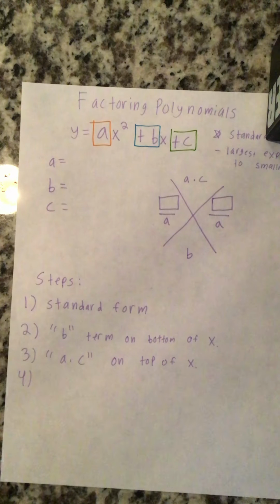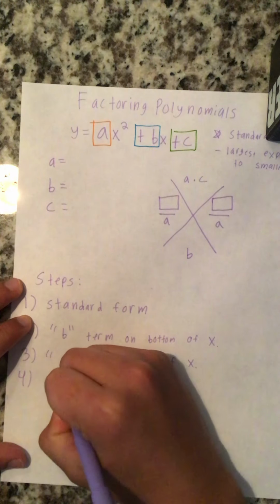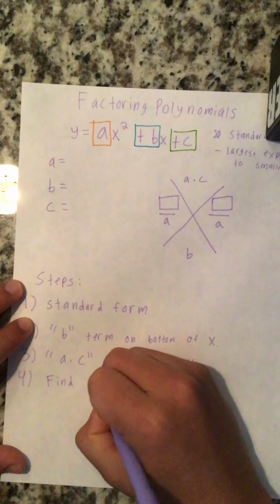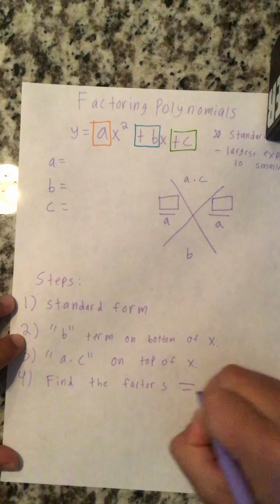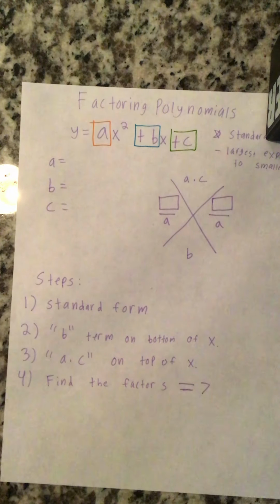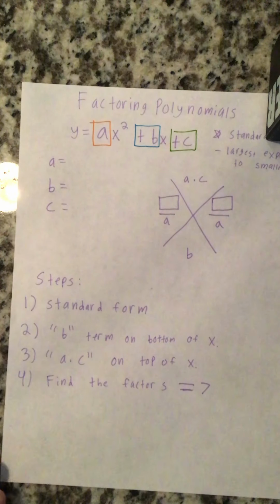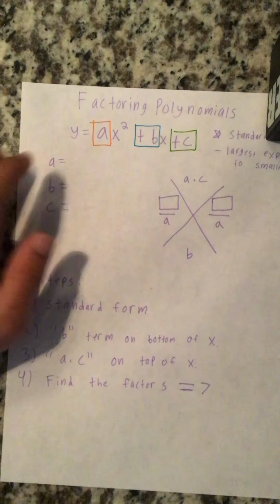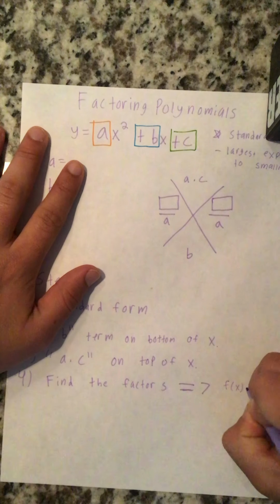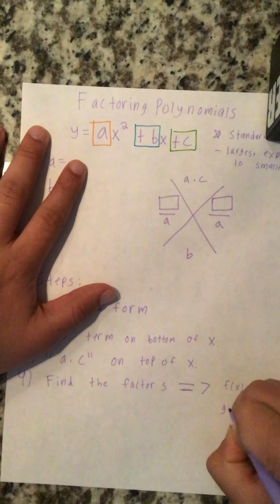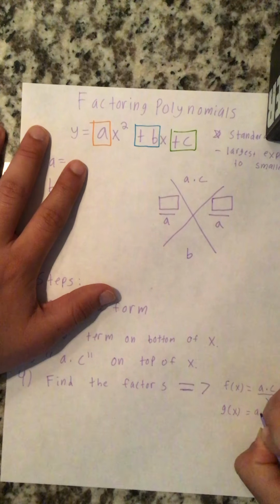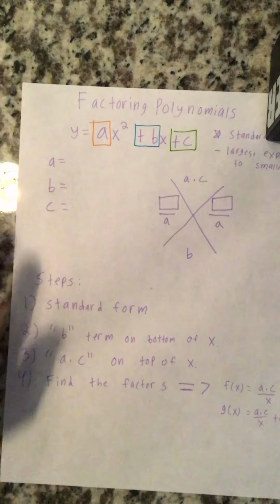is going to be to find the factors. It's gonna be find what we put inside those boxes. Okay, and to do that, there's a couple little mini steps inside of there, okay, to find the factors. So what we need to do is we need to write two equations, okay? So the equations that we're going to use, and if you don't get it now, that's fine, are going to be f of x equals a times c over x, and then g of x, which is going to be a times c over x plus x, okay?